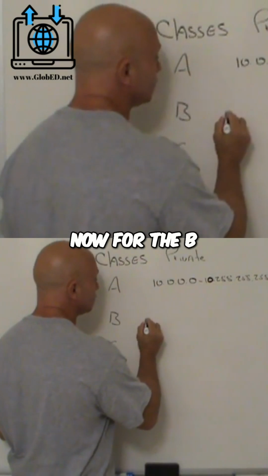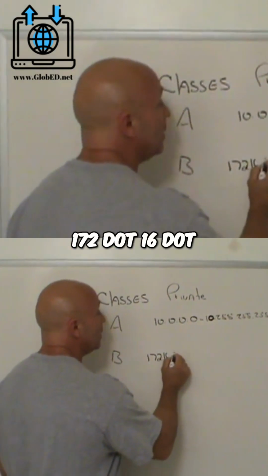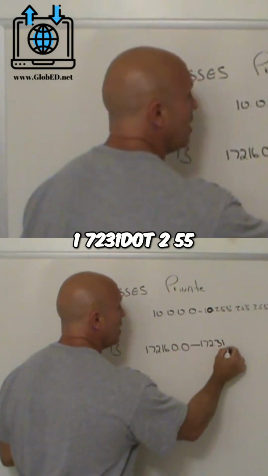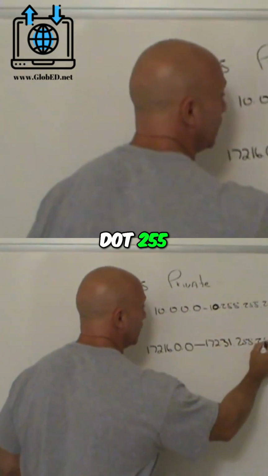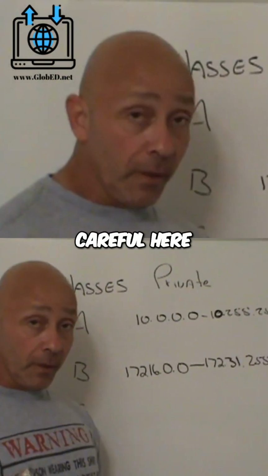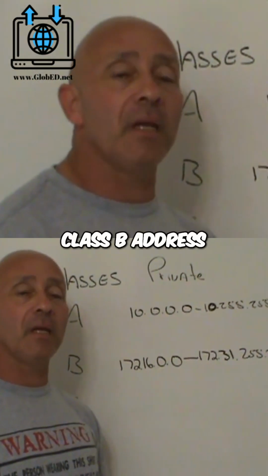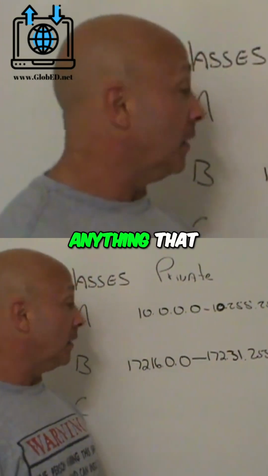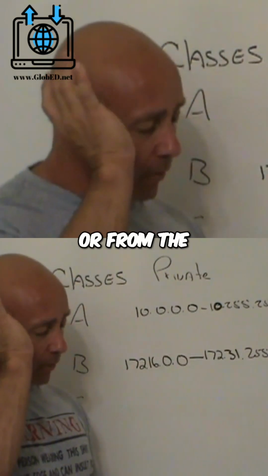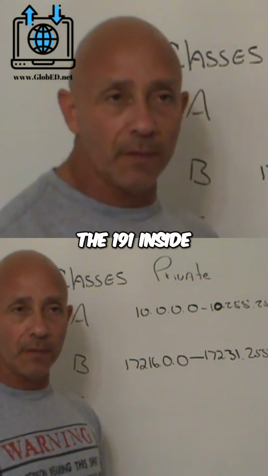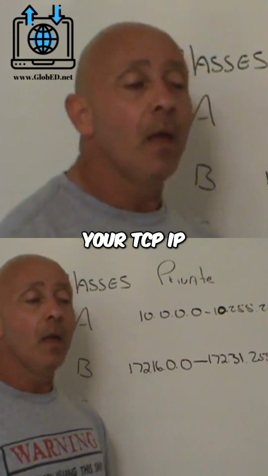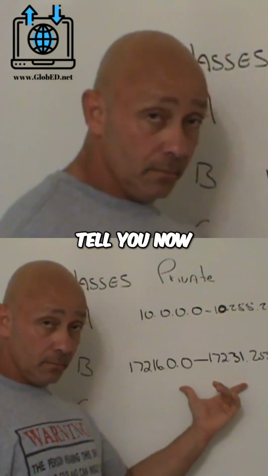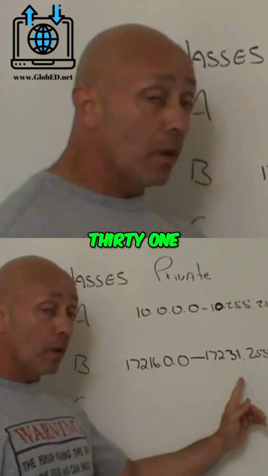Okay? Now for the B, 172.16.0.0 through 172.31.255.255. Okay, now, careful here. Yes, it's true that a Class B address by default is a CIDR 16. You input anything that starts with 172 or from 128 to 191 inside the properties of your TCP/IP, and you hit tab, yes, it's going to be 255.255.0.0. But I'm here to tell you now that, why do they choose from 16 to 31?